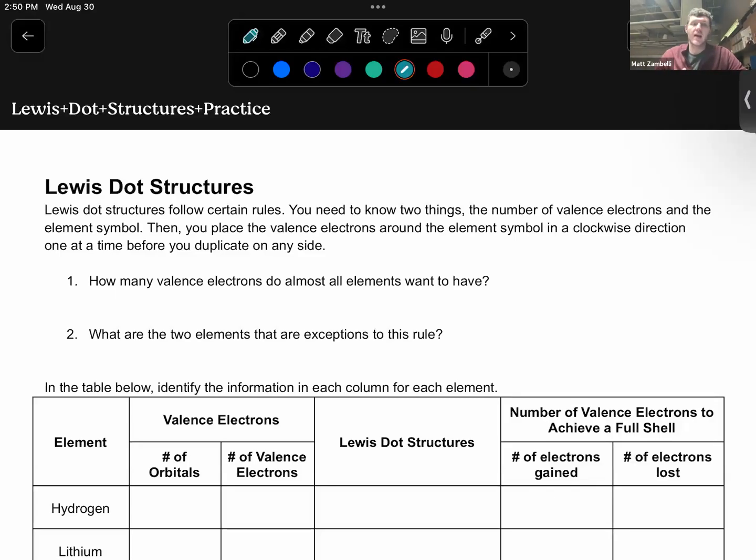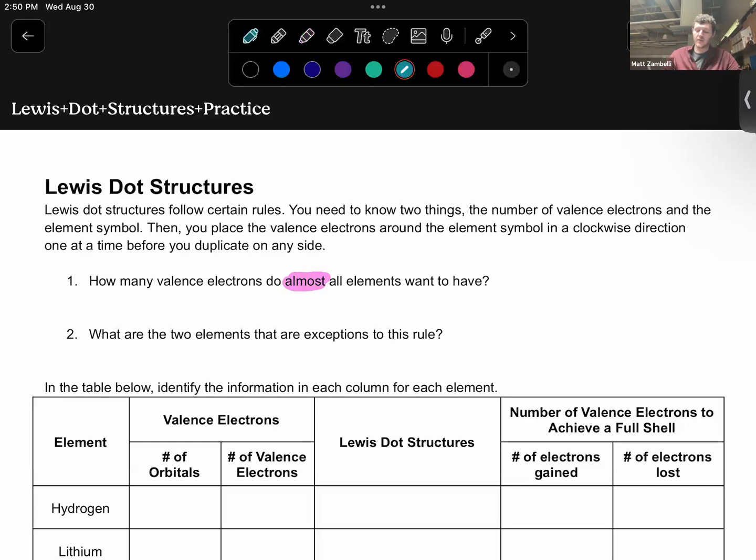So, we're going to be looking at Lewis dot structures again. The first thing we need to do is remember Lewis dot structures only look at two things, our valence electrons and our element symbol. How many valence electrons do all elements want to have? Remember, or almost all elements. That key word right there is almost. And it's a key word because remember, there are a couple exceptions to our rule.